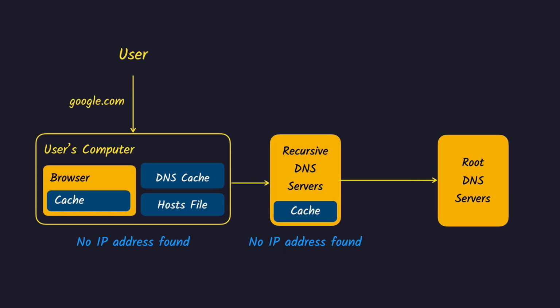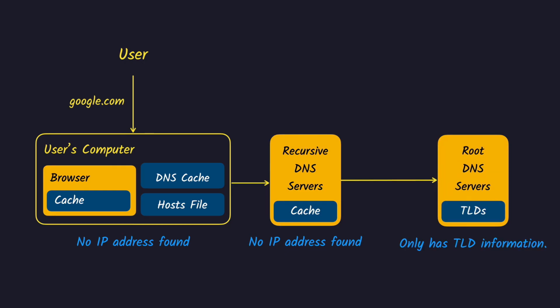Now root DNS servers also do not have the IP address information for the domain name, but they have the information about the TLD or the top level domain. So for example, if you're looking for google.com, so the TLD or the top level domain is .com. So it knows who might have the information about all the .com domains. So it will just return the information about the TLD server.